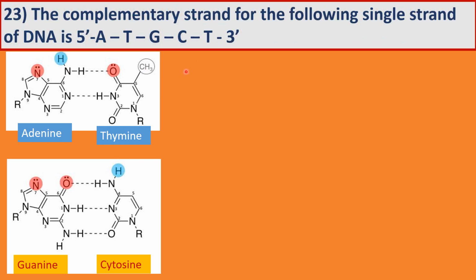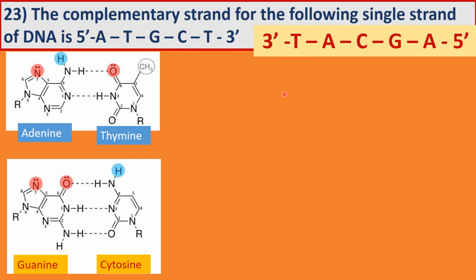Let us see another important question asked in NEET and GATE CSIR. The complementary strand for the following single strand of DNA is. What is the complementary strand for the following strand? DNA is a double helical structure. This is one of the strands. From this strand we can predict the complementary strand, since adenine pairs only with thymine. Now this is the answer. Let us see how it is obtained.